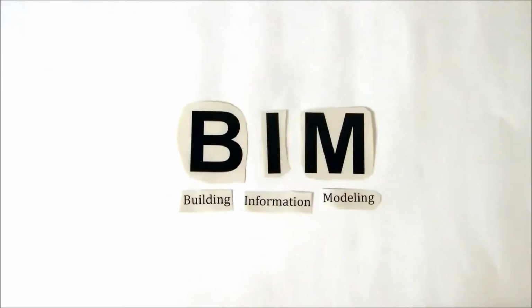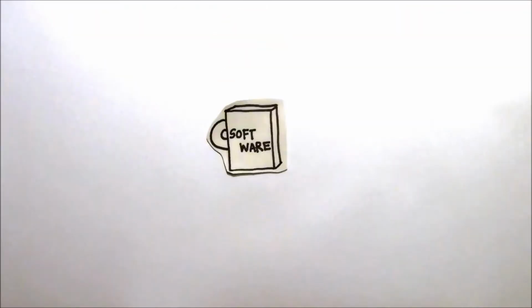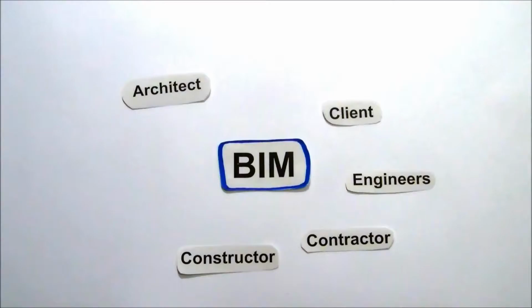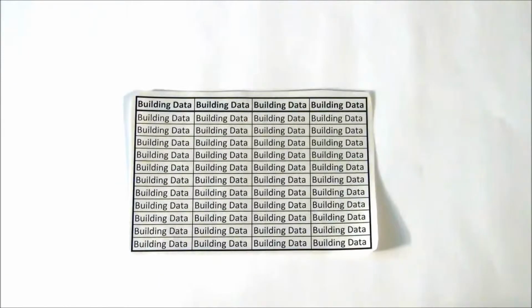What is BIM? BIM is very much talked about in the building industry, but what is it really? What is it used for, and who should use it? Some say BIM is a type of software. Some say BIM is the 3D model of buildings. Others say BIM is a process, or that BIM is nothing more than an organized collection of all building data.